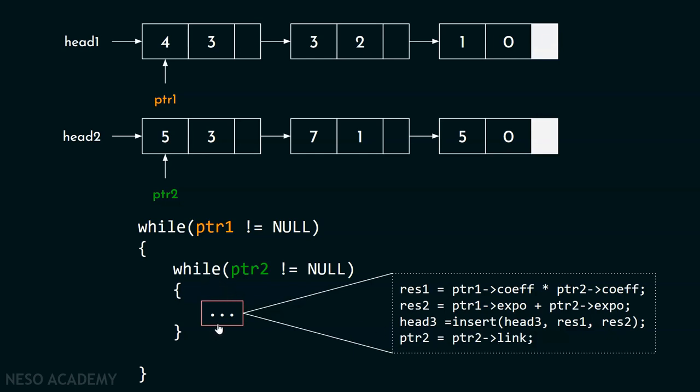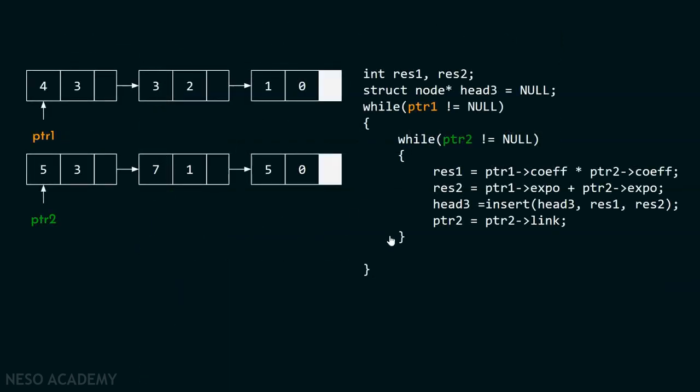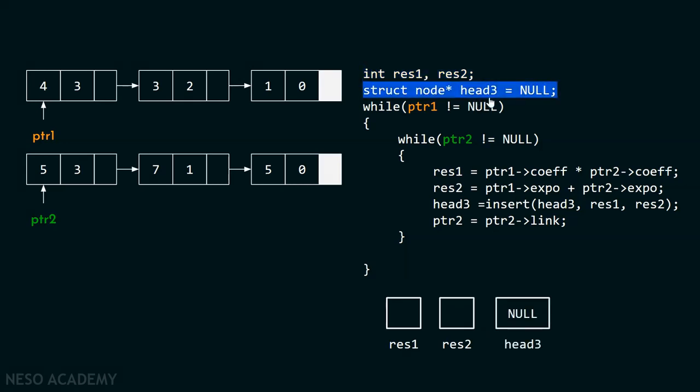This is also required. Now this is the complete code. Here you can see first I have declared two variables, res1 and res2, and this is the pictorial representation of these two variables. After this I have declared this head3 pointer which is currently holding null. You can clearly see that head3 is holding null at this moment. Now let's execute these while loops one by one.